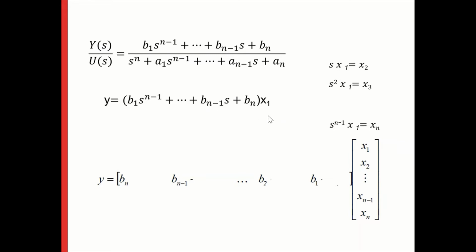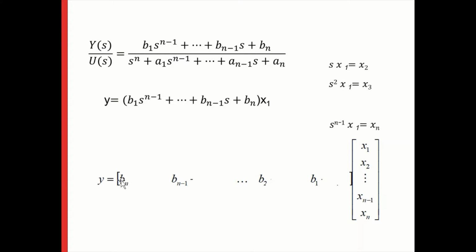So bn minus 1 gets multiplied by x2. That's bn minus 1 times x2. And we could go all the way down here till we get to the very end, b1 times xn. So to get these numbers here, we've just literally written those numbers in reverse order. And that's giving us the C.